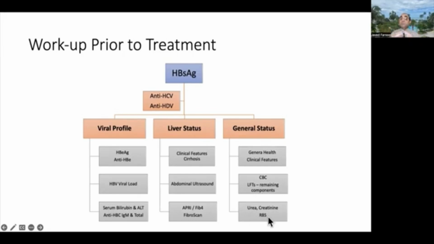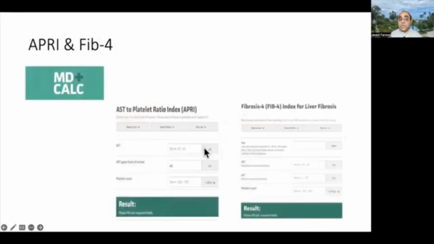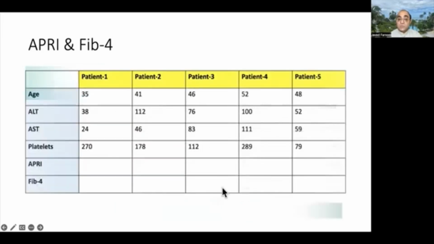Because we don't treat infection, we treat a patient, and for treating a patient, we must be clear about the whole scenario of this very patient. This is the APRI and FIB-4. These are smartphone-based calculators. For the AST to platelet ratio, APRI, you need the AST level, the AST upper limit of normal, and the platelet count, and it tells you the result. For fibrosis, FIB-4, you need the patient's age, AST, ALT, and platelet count.